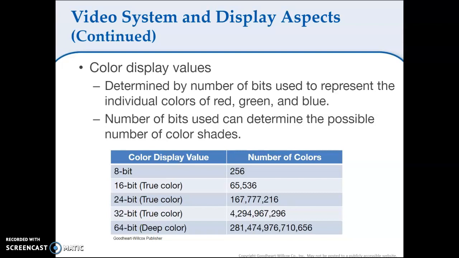Now, when we analyze what a monitor is capable of displaying, we have to take a look at color display values. This is determined by the number of bits used to represent individual colors, such as red, green, and blue. The number of bits can also determine the possible number of shades. Obviously, more bits is going to impact the number of colors. 8-bit is 256 all the way through to 64-bit, which is also considered deep color, which is a lot more colors. So the more bits, the more colors, the higher the definition, clarity, and resolution of the video display.